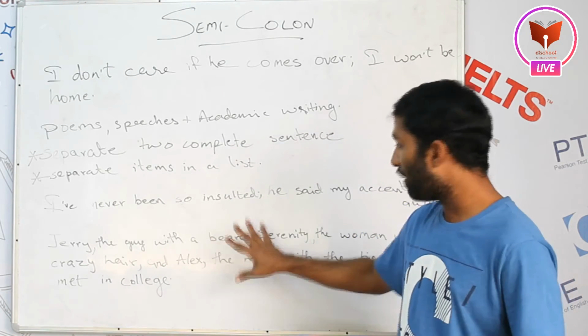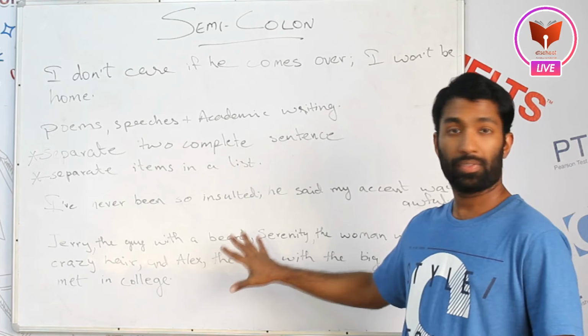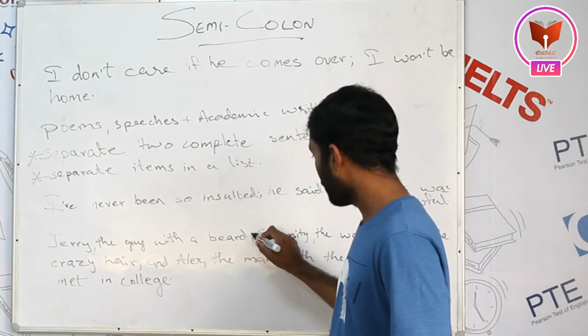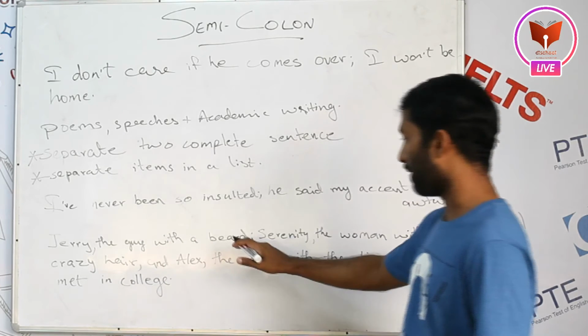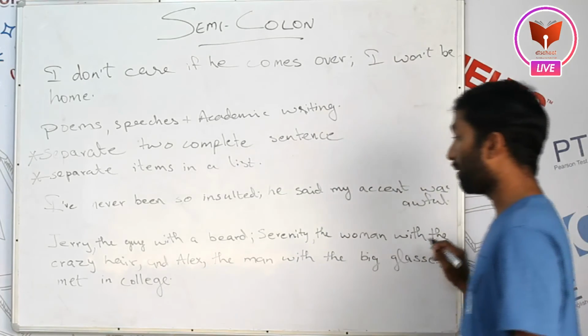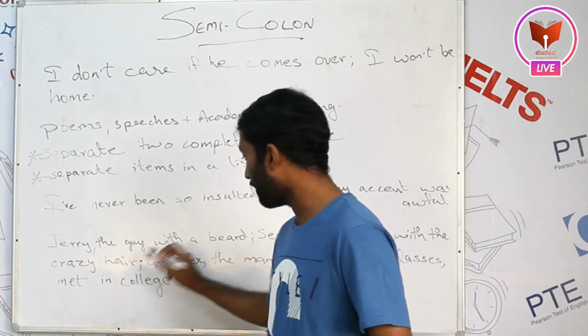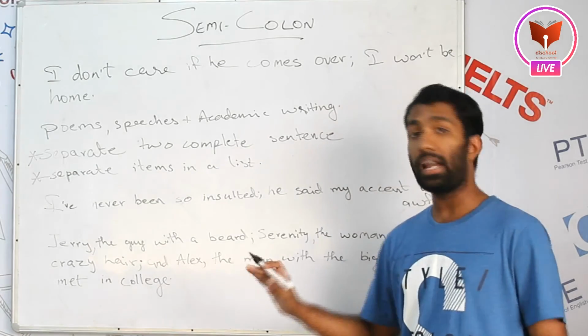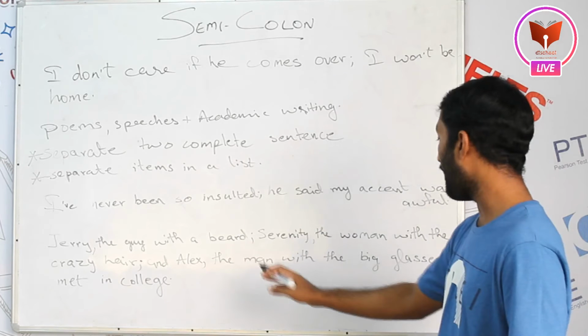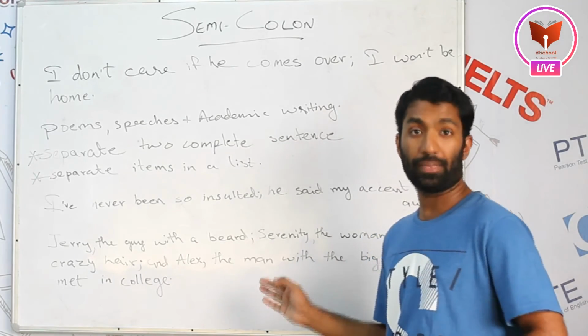So in order to avoid this confusion and to show that we are only talking about three people and their characteristics, we use semicolons. So, Jerry, the guy with the beard; that means we are talking about one person. We are also giving the characteristic of Jerry, which is that he is the person with the beard. Serenity, the woman with the crazy hair; semicolon to show that we are talking about Serenity and also giving her characteristic, that is crazy hair. And Alex, the man with the big glasses. Semicolon again to show that we are talking about three different people here and not six.